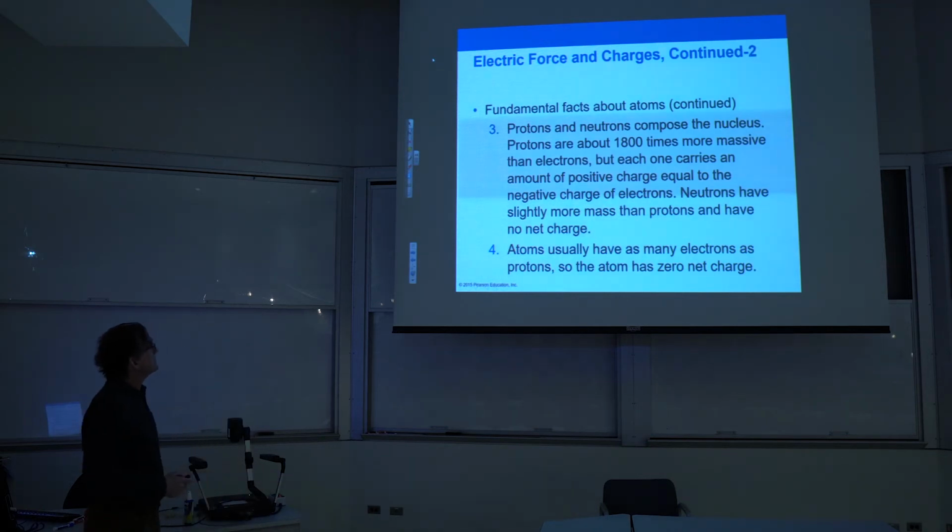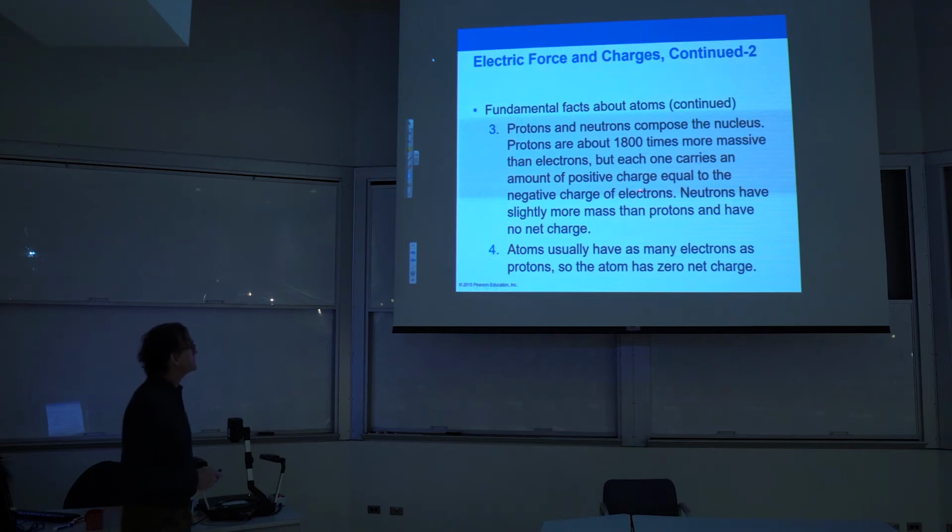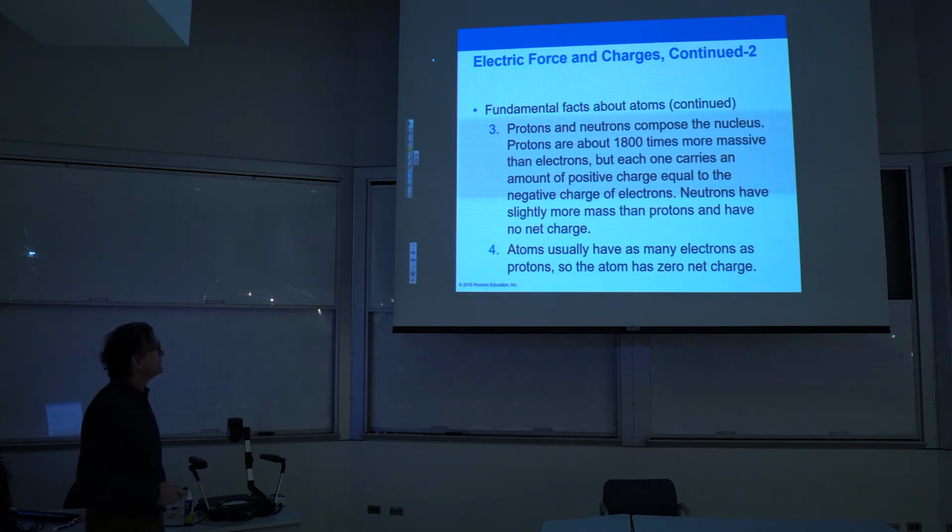Some other facts are that protons are also in the nucleus, and they are about 1,800 times more massive than electrons. Each of the protons carries an amount of positive charge equal to the magnitude of the charge of the electron. And neutrons have slightly more mass, but otherwise they don't really contribute to our study of electrostatics. That's the general scheme, and this explains why most of the matter that we deal with has no net charge on it.